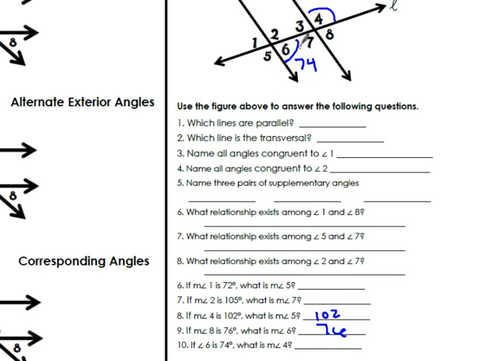But we can use other relationships that we know. I know that measure of angle 6 is 74, which means that measure of angle 8 is also 74 because these are corresponding. Well, if angle 8 is 74, now I can figure out angle 4 because these are both supplementary. So 180 minus 74 is 106. And so the measure of angle 4 is 106 degrees.